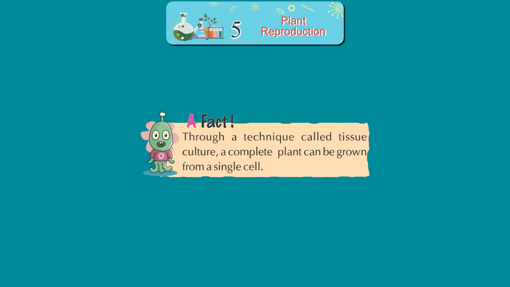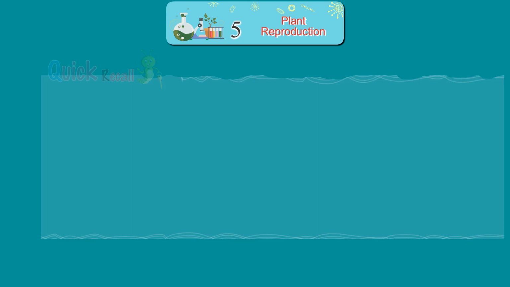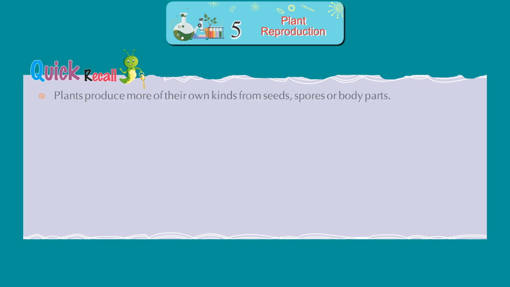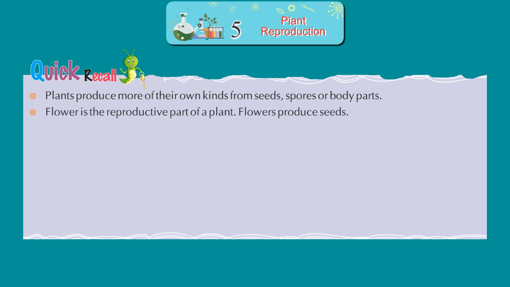A fact. Through a technique called tissue culture, a complete plant can be grown from a single cell. Quick recall. Plants produce more of their own kinds from seeds, spores, or body parts.